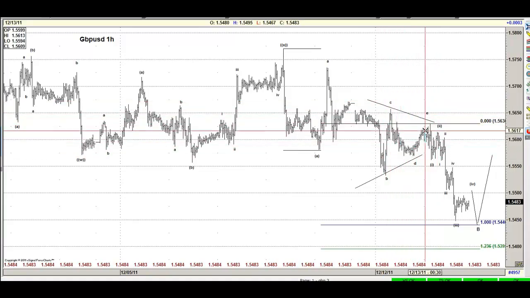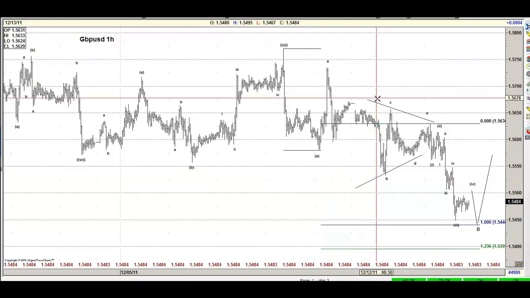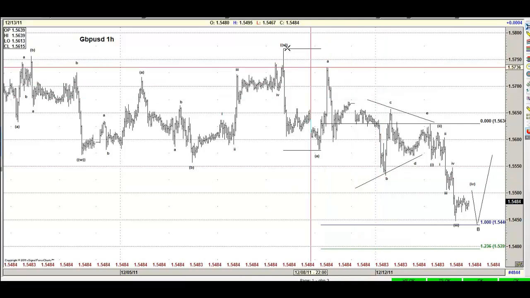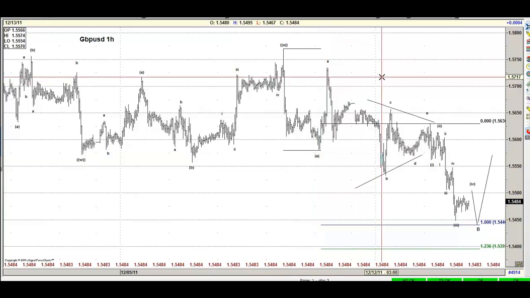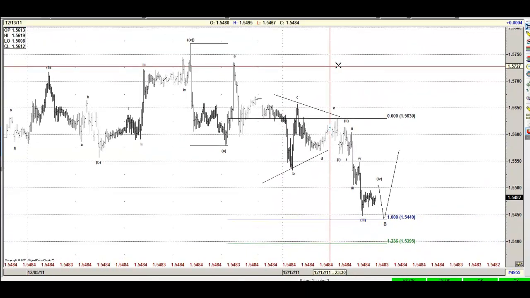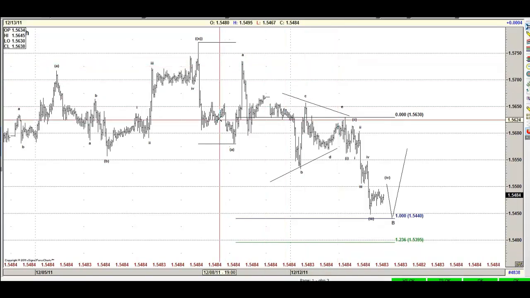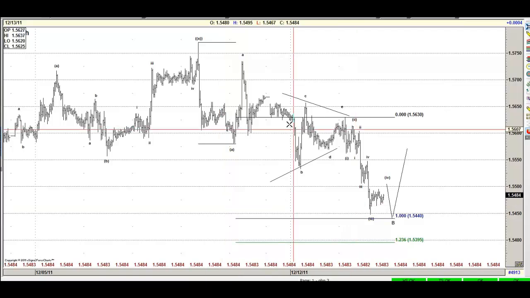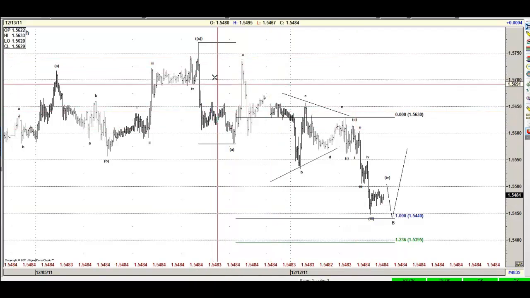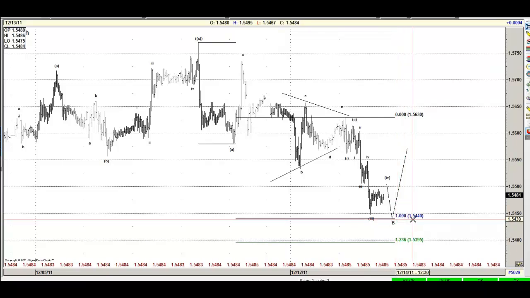This is a three-wave, this is a three-wave, this is a three-wave, this is a three-wave. That's why it needs to be a triangle. This is a five. So, that being the case, what level do you need to look for in cable? You need to look for a level where C related to A are going to be equal at 154.40.